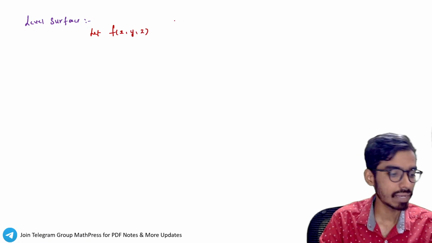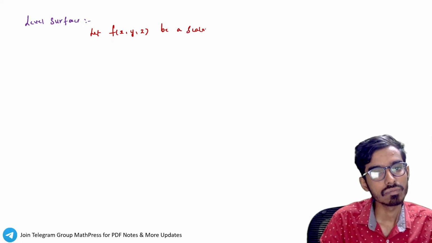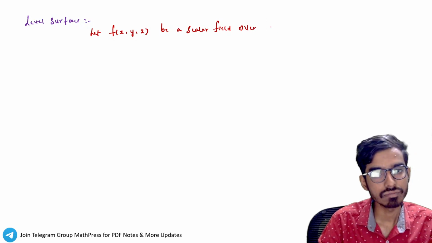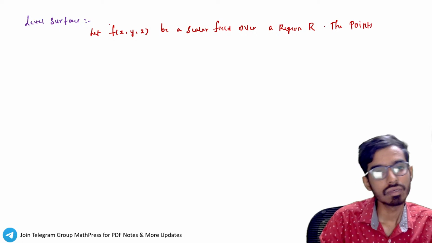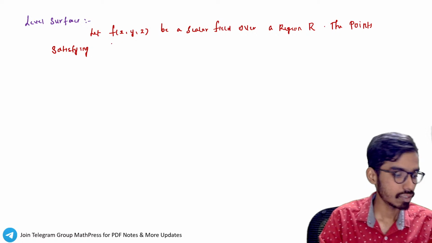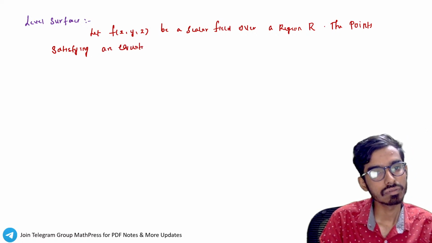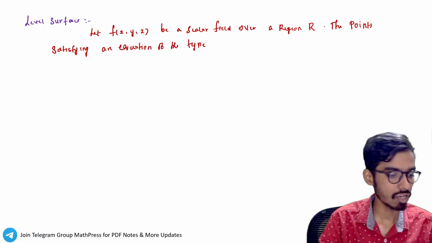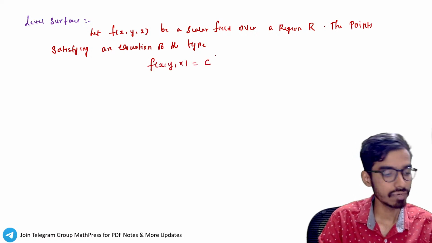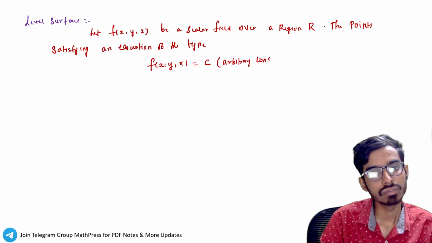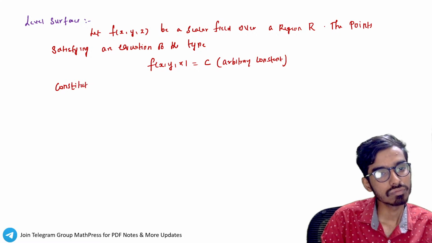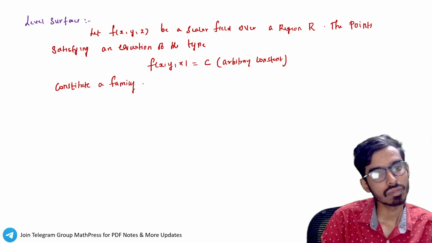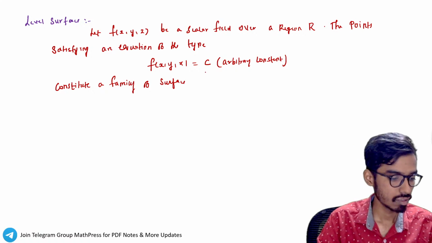Okay, so level surface. Let f(x, y, z) be a scalar field over a region R. The points satisfying an equation of the type f(x, y, z) = c, where c is an arbitrary constant, constitute a family of surfaces in a three-dimensional space.